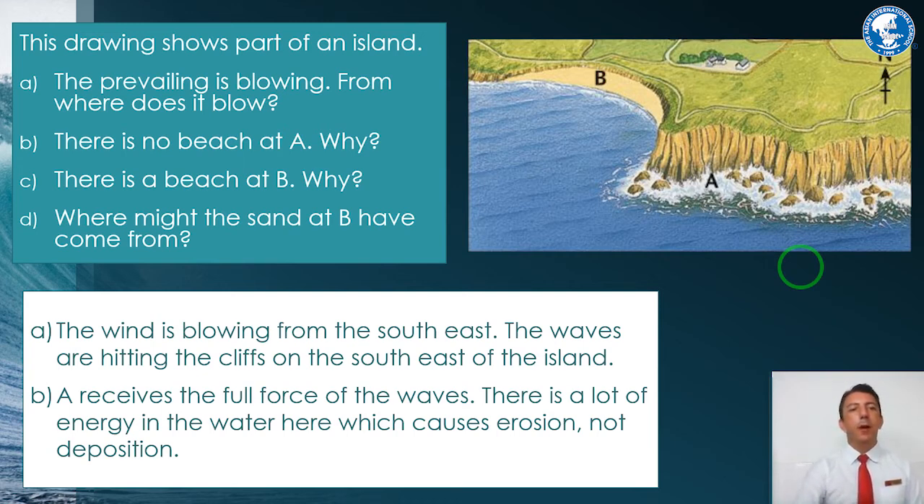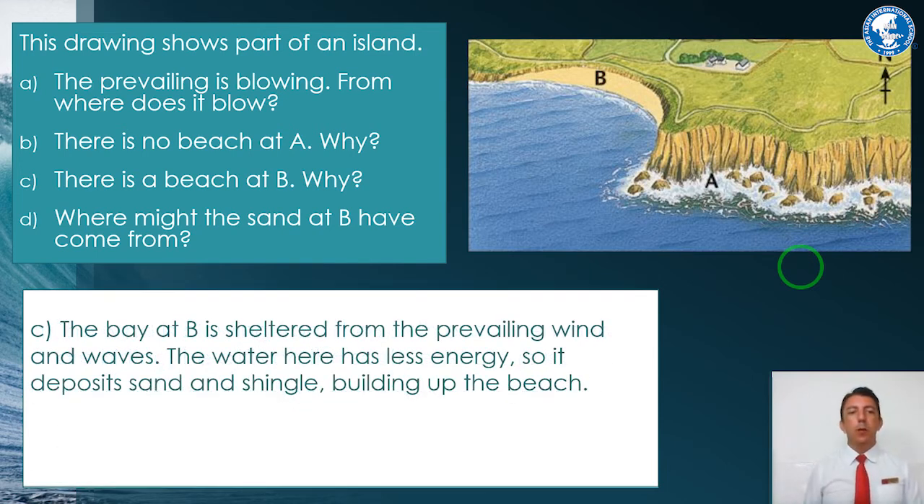Question C. There is a beach at B. Why? Well, the bay at B is sheltered. This headland sticks out and it shelters B. The water here has less energy, so it deposits sand and shingle, building up the beach.